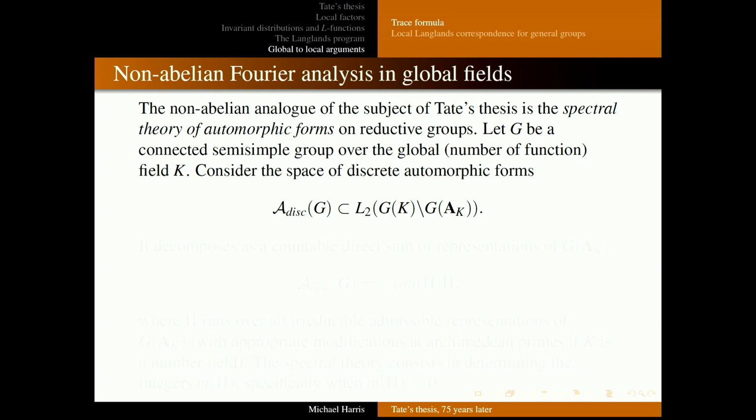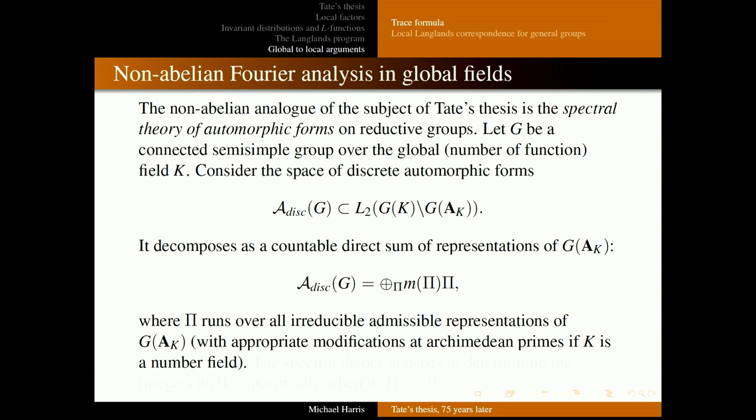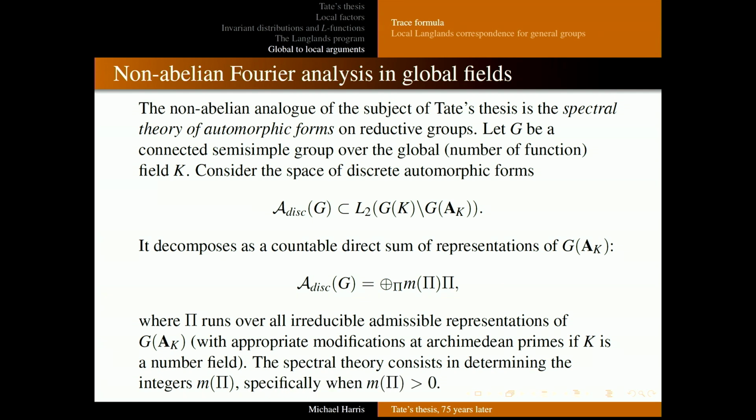And consider the space of discrete automorphic forms. It decomposes as a countable direct sum of representations of the adele group. Pi runs over all irreducible admissible representations of this global adele group, which has to be understood in the appropriate way if it's a number field. And it's a sum, but for all but countably many pi, the multiplicity is 0.